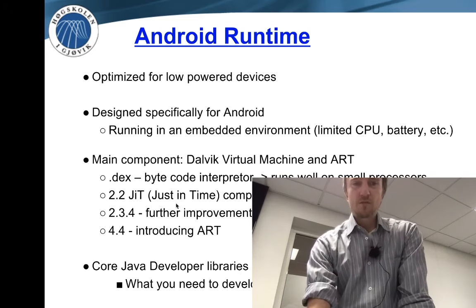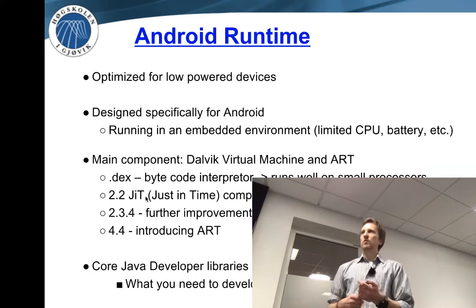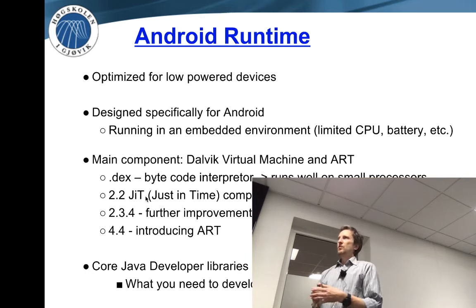So the evolution was, before 2.2 there was no just-in-time compiler. So do you know what a just-in-time compiler is?